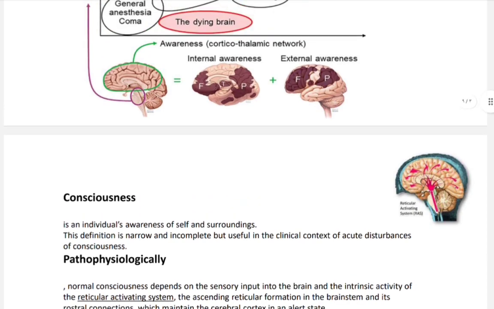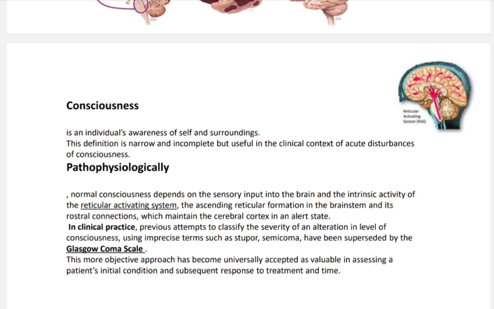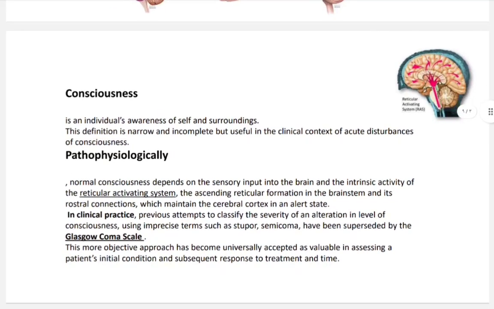The system responsible for consciousness is the brain: both cerebral hemispheres, which affect awareness, and the brainstem for wakefulness, especially the reticular activating system. Any problem affecting the reticular activating system leads to coma, meaning loss of consciousness, loss of reaction to the environment, loss of awareness, and being unawake and unoriented to the environment.